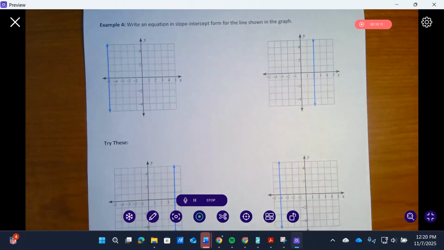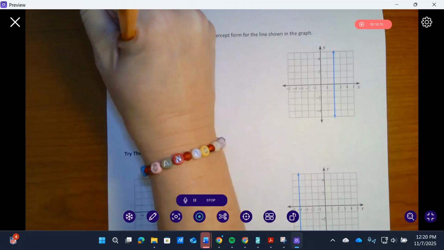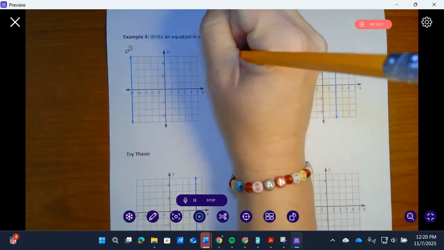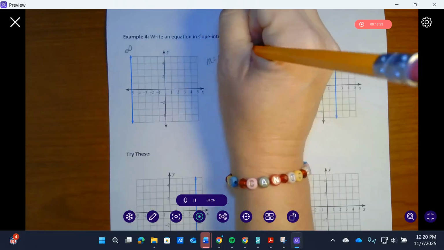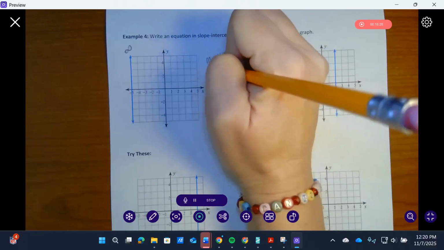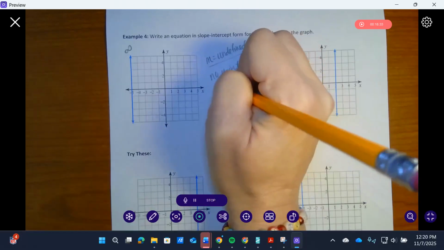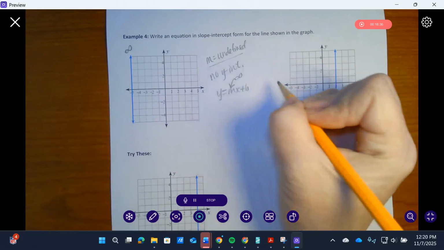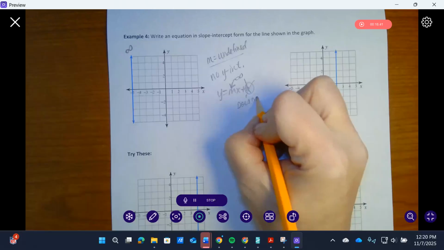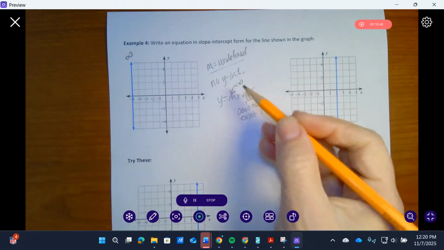So back to these kind of problems here, I have this infinitely steep line, completely vertical. So my slope is undefined. And I have no y-intercept. So my y equals mx plus b is really hard to talk about with an undefined infinite slope. And also the y-intercept doesn't even exist.